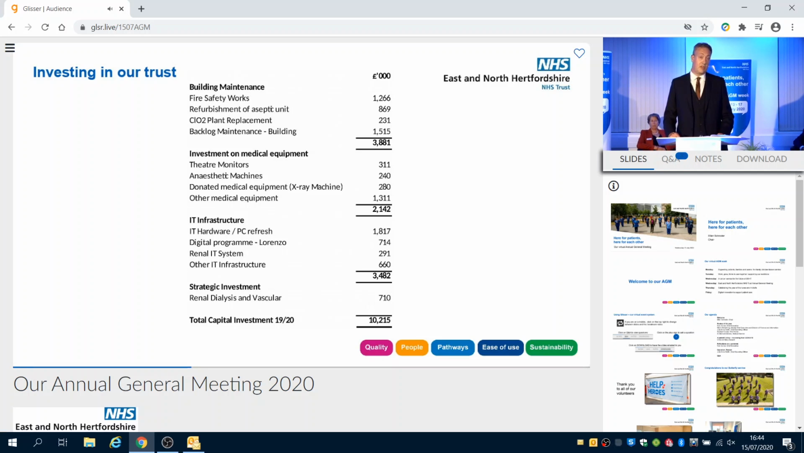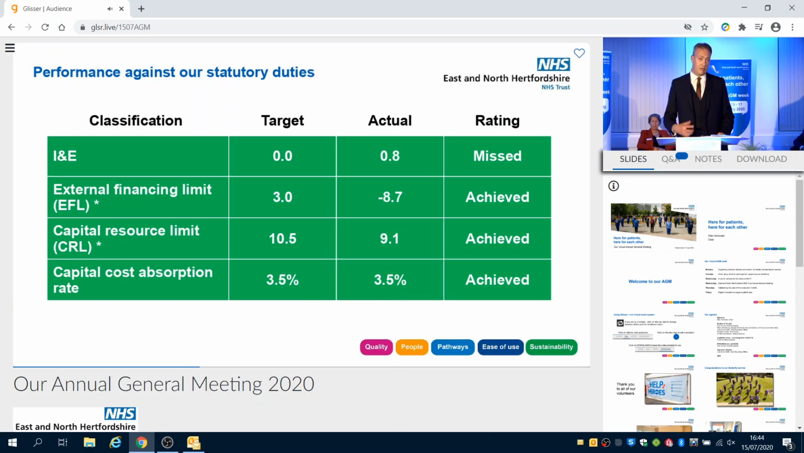We've spent over £3.5 million on IT in terms of supporting us on our important digital improvement journey. £1.8 million of that alone has gone on replacing PCs and refreshing that stock, giving our hardworking clinicians and managers the tools that they really need in order to deliver.